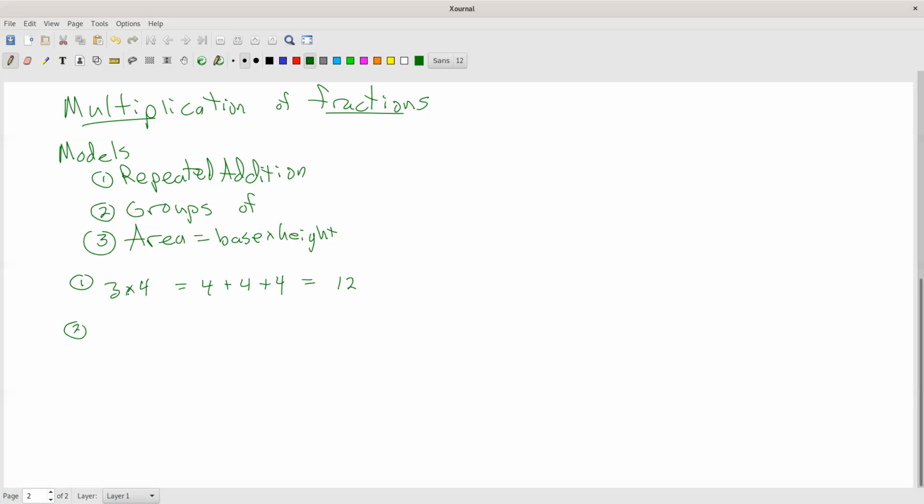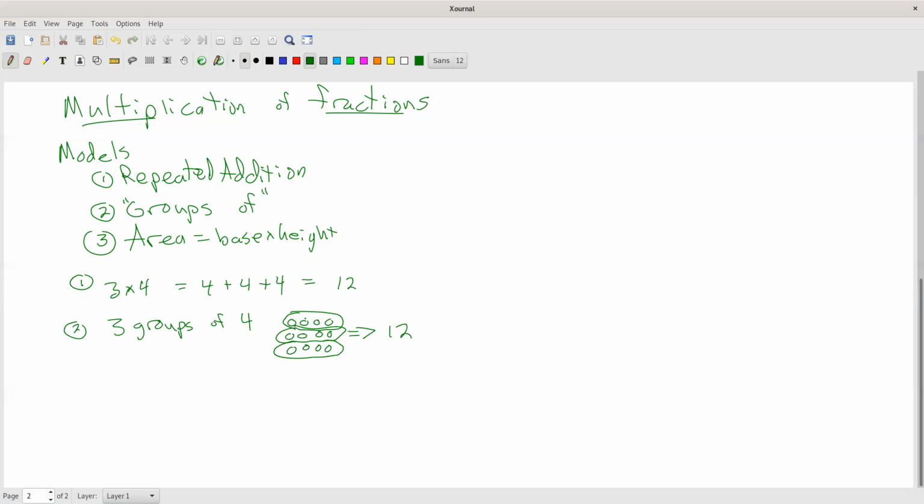Model number 2 is to just replace the symbol multiply with the phrase groups of. What does it mean to have 3 groups of 4? Well, I draw a group of 4, and then I draw another group of 4, and I draw a third group of 4, and I can see I have a 3 by 4 grid, and there are 12 things there. So when we combine and count 3 groups of 4, we should get 12, which is similar to the addition problem. There's 1 group of 4, 2 groups of 4, 3 groups of 4.